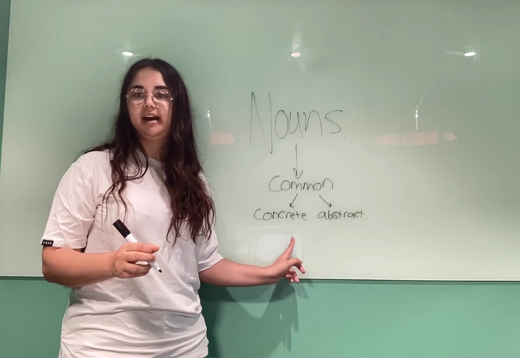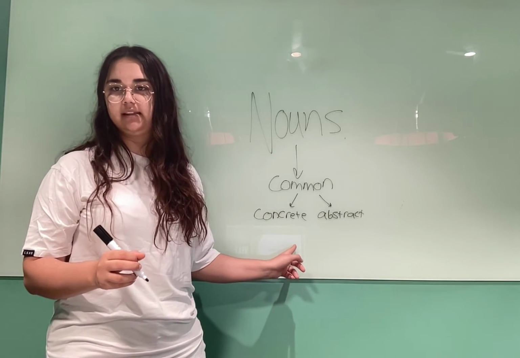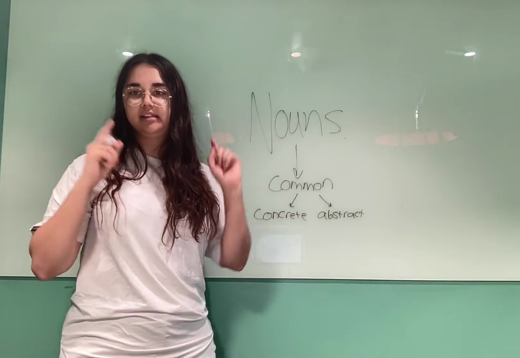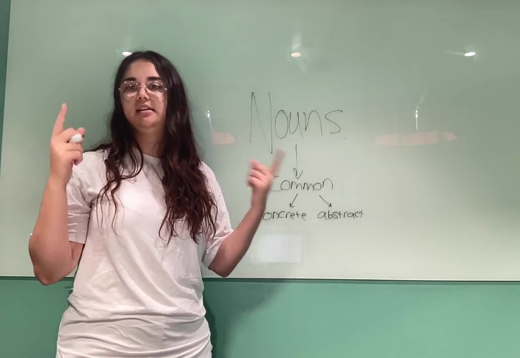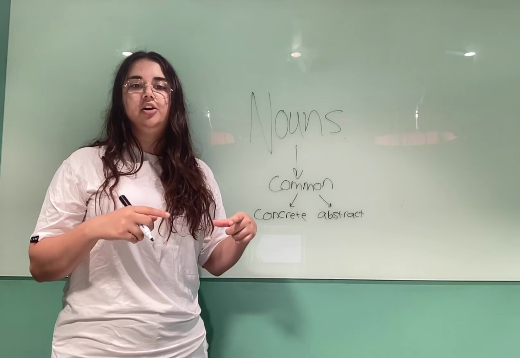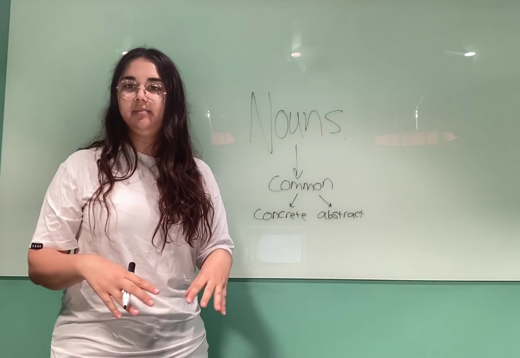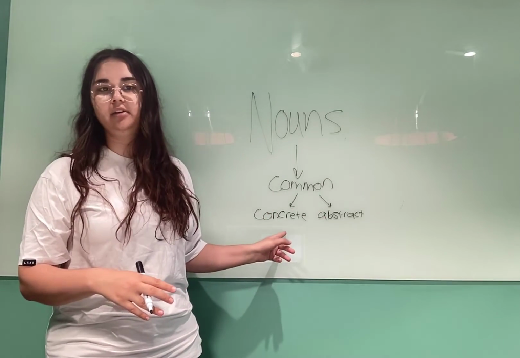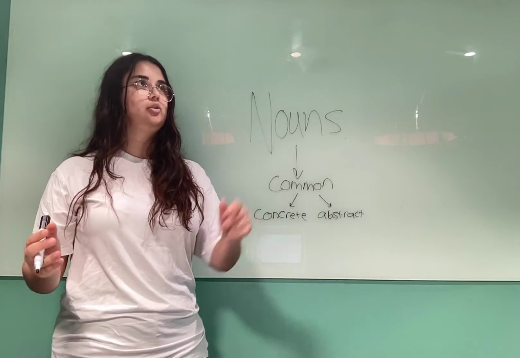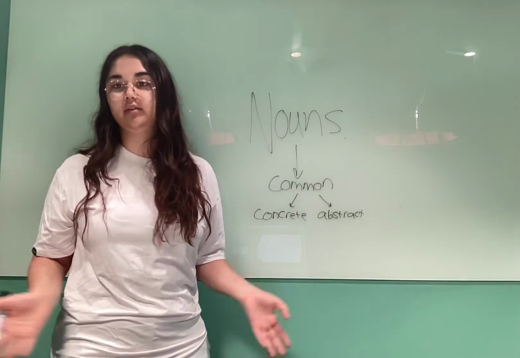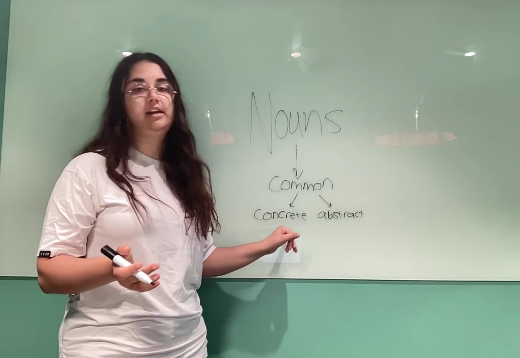Concrete nouns are nouns that can be known through the senses. Things that you can touch, things you can see, things you can taste, things you can hear, things you can smell. If you look around the room right now, anything that you can see, that you can name, is going to be a concrete noun. So book, table, drink bottle, light, door, whiteboard marker. I'm just looking around the room and things that I can see are concrete nouns.